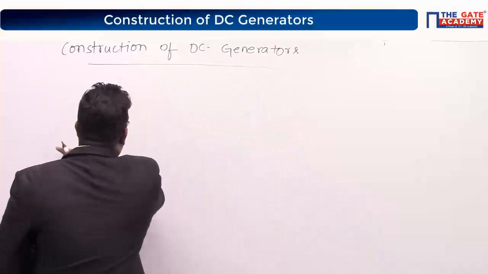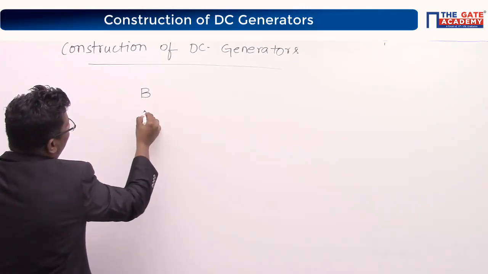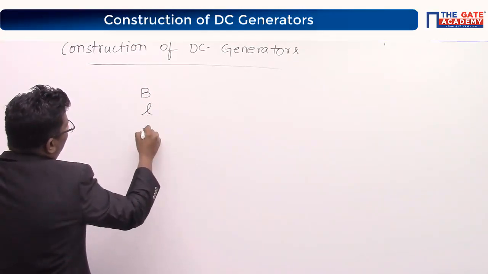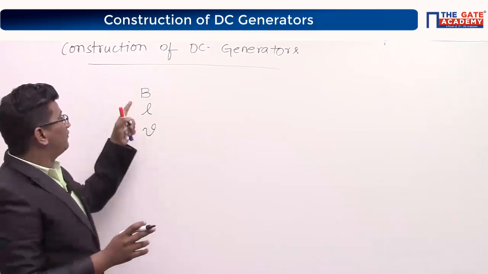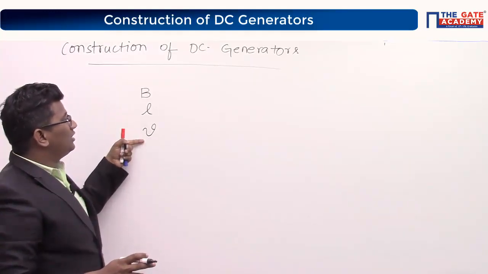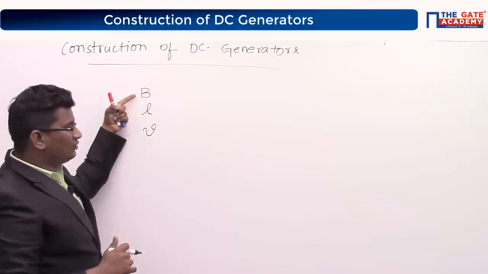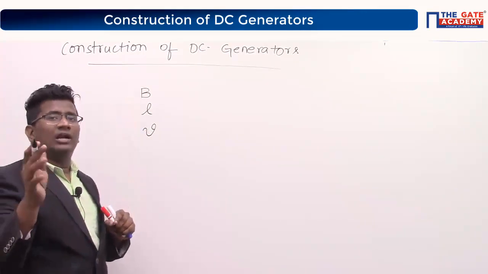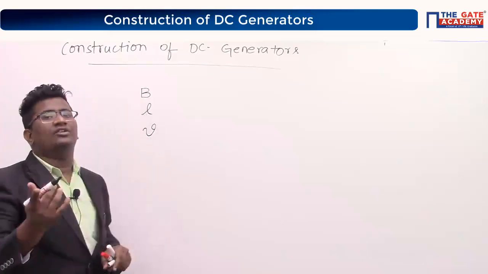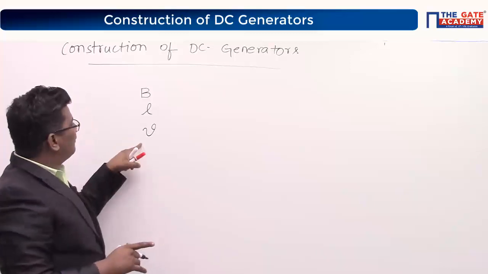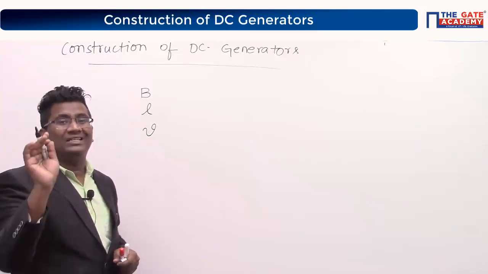Tell me, in a generator, definitely we require a flux density, a length of the conductor and a velocity of the conductor. Can I say that? Without these three, if you have flux and velocity but no conductor, can you get induced EMF? Conductor is there, flux is there, but no speed, can you get induced EMF? No. If you have velocity and length of the conductor but no flux density, even if you rotate with infinite speed, you won't get any voltage.